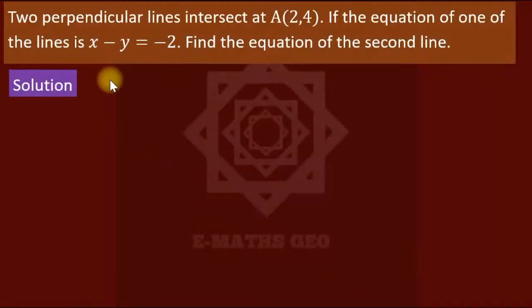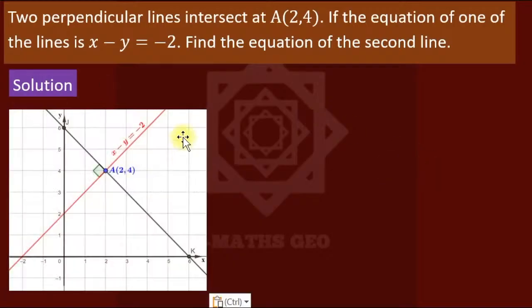Two perpendicular lines intersect at A with coordinates (2, 4). If the equation of one of the lines is given, find the equation of the second line. Let's draw a diagram. The first one, the red one, intersects at (2, 4). They are perpendicular lines.